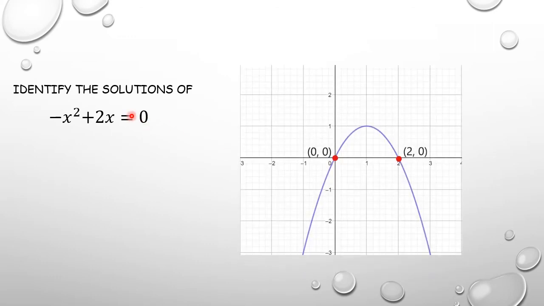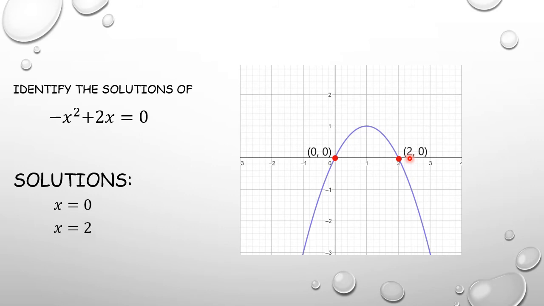Some examples. Identify the solutions of -x² + 2x = 0. This is the graph for this equation. In the graph, it's obvious that I have 2 x-intercepts, 2 points of intersection with the x-axis, which means 2 solutions. Both of these points have y equal to 0. So the solutions are x = 0, this is the first point, and x = 2, the second solution.